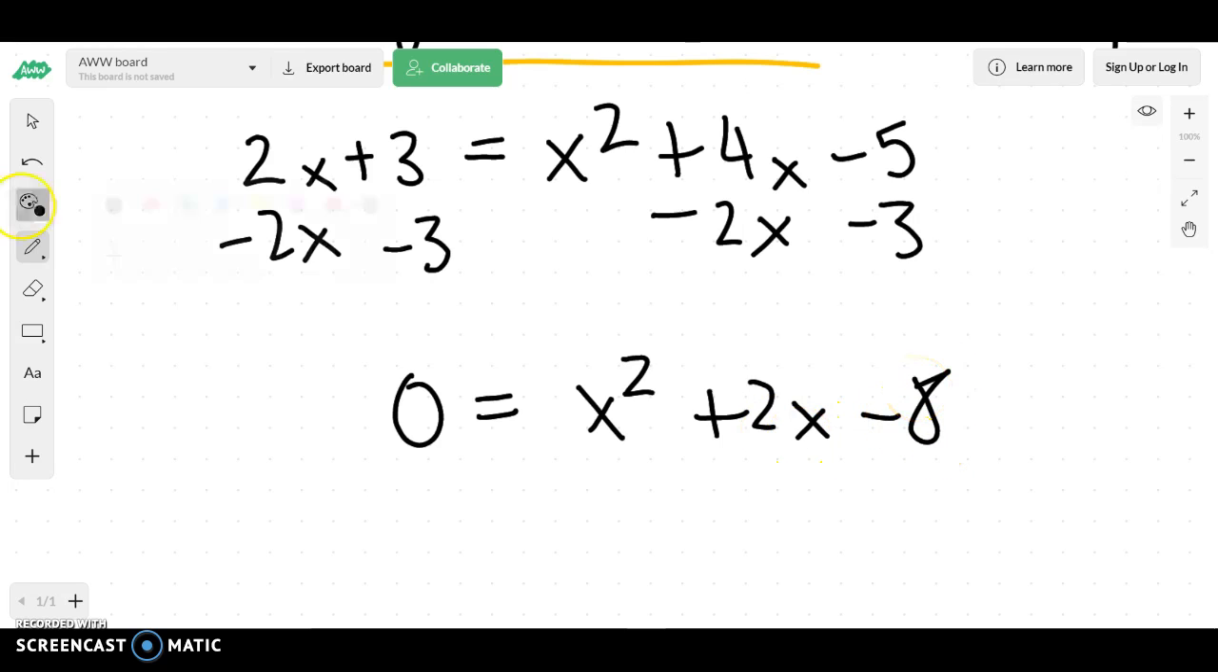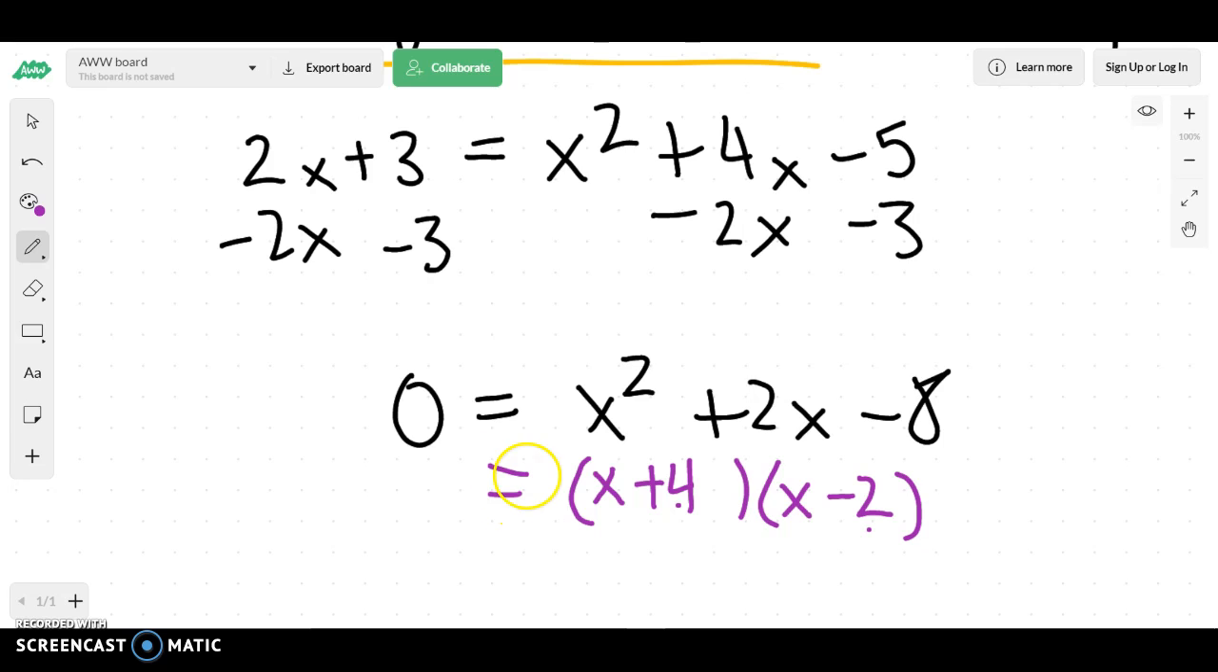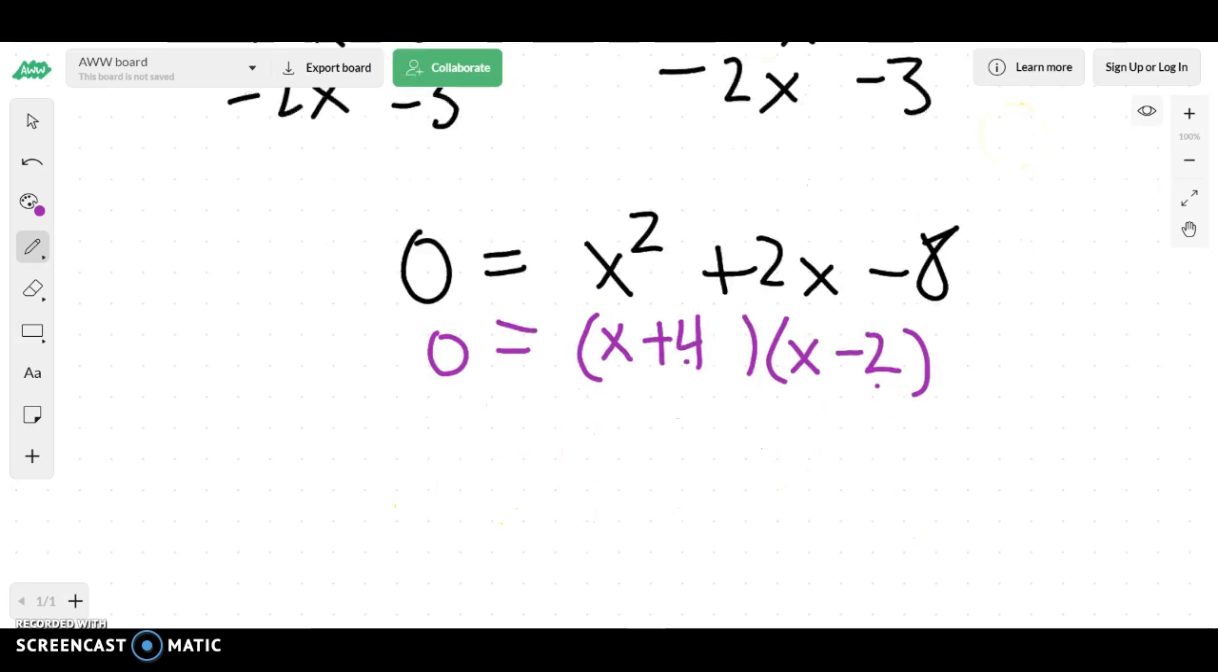We are then going to use this, and we're going to factor this out. We could use other methods like quadratic formula or a whole bunch of other things, but factoring is always probably the easiest. So I'm going to have x plus 4 and x minus 2, because 4 times negative 2 gives me negative 8, and 4 plus negative 2 gives me 2, and that equals 0. So I know my x values would be negative 4 and 2.